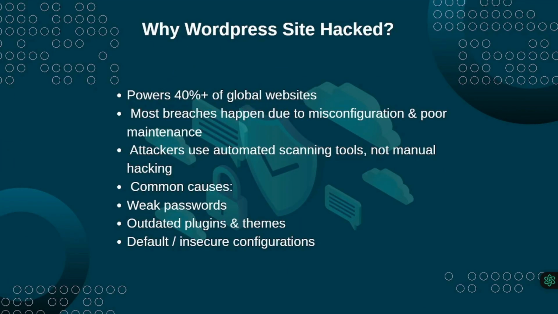Why do WordPress sites get hacked? About 40% of websites globally run on WordPress. Most breaches happen due to misconfigurations and poor maintenance. Attackers use automated scanning tools, not manual hacking. Common causes are weak passwords, outdated plugins and themes, and default insecure configurations. Most vulnerabilities in WordPress sites are outdated ones.